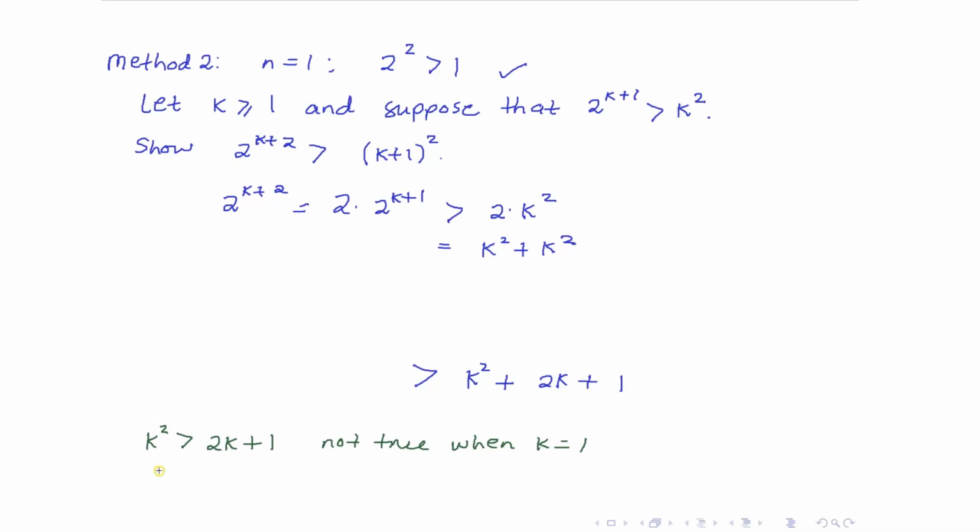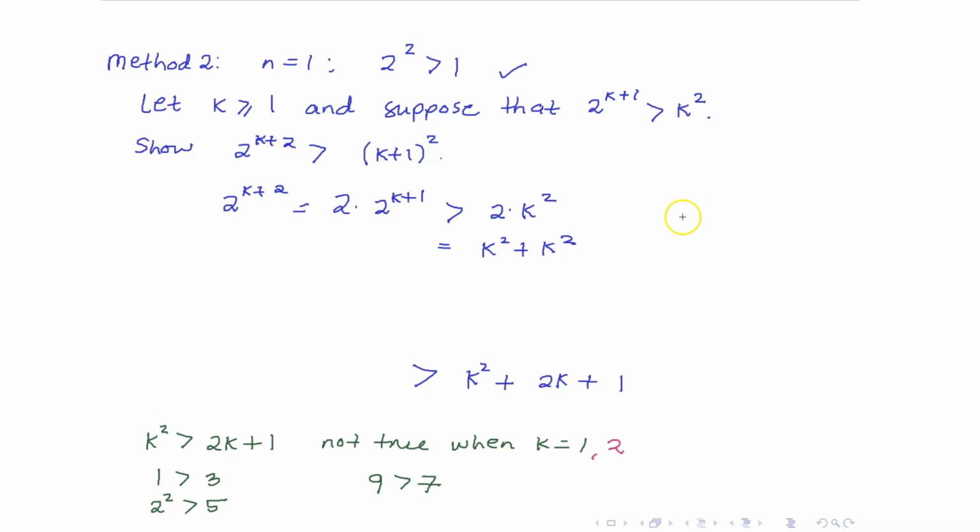because you have 1 greater than 3, and when k is equal to 2, you have 2 squared greater than 5. How about when k is equal to 3? You have 9 greater than 7. So it seems that this is already true when k is greater than or equal to 3. However, our assumption here is that k is greater than or equal to 1. So how do we attack this dilemma?